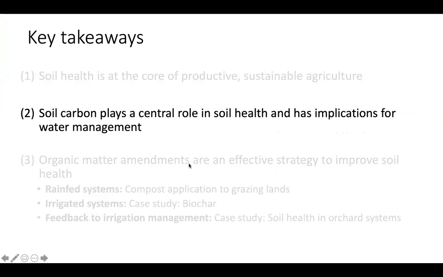And so why is that? Well, soil carbon plays a central role in soil health, sometimes because the policy has a particular motive, but also regardless of policies, soil carbon is a really important piece of soil health. And this can have implications for water management.